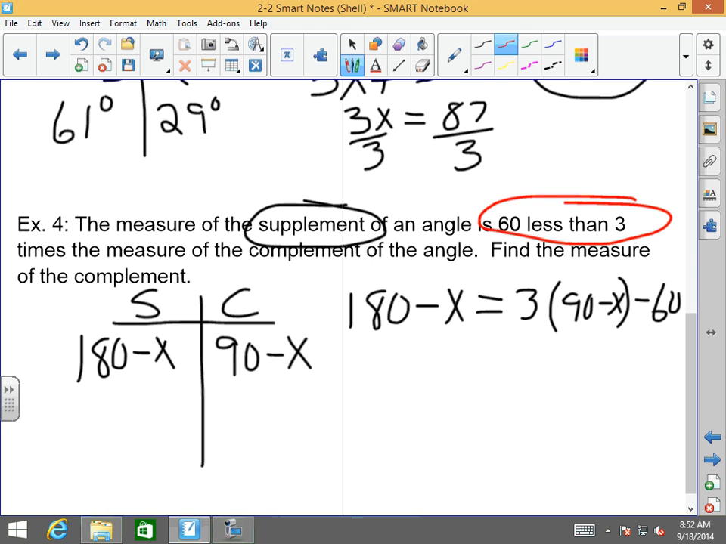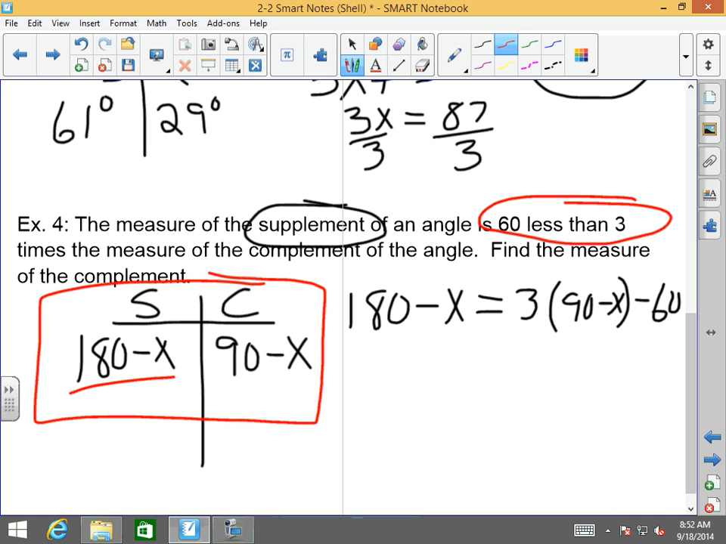Now, some of you may be saying, whoa, hold on, Moro. Why did you do this part? Because I'm human, and I wanted to make sure that I understood that the supplement means 180 minus x, and I wanted to make sure that I knew that the complement means 90 minus x. Then I can easily flow through this. The measure of the supplement, bam, of an angle equals 60 less than 3 times the complement. Does that help, guys? I want to make sure that this is flowing for you guys, that you're seeing this and going, oh, okay, I know what this guy's talking about now. You guys promise me on that?